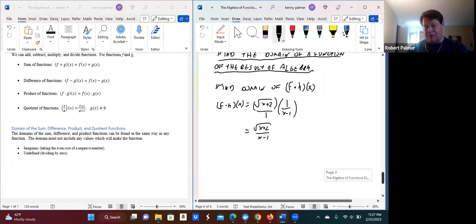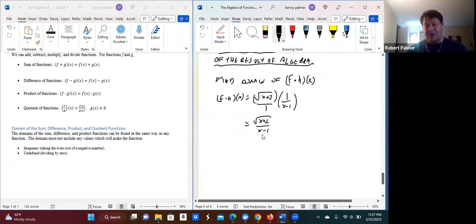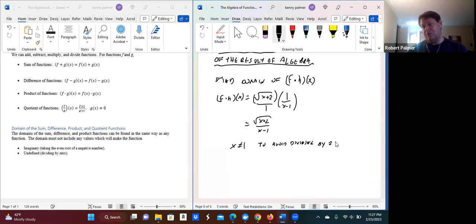Okay. Now, let's take a look at a few things. As far as dividing by 0, X can't be 1, to avoid dividing by 0. If X is 1, your denominator is 0, so I have to avoid that. Then, since we have an X under a square root, we could end up having a negative number. If X is certain values, we have a negative number under the square root.